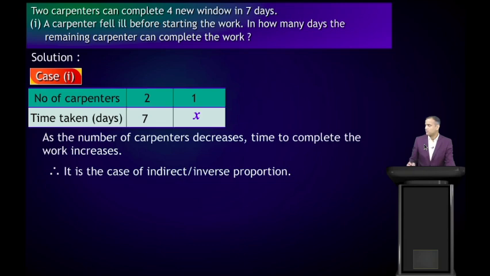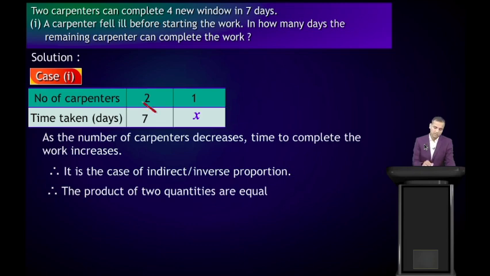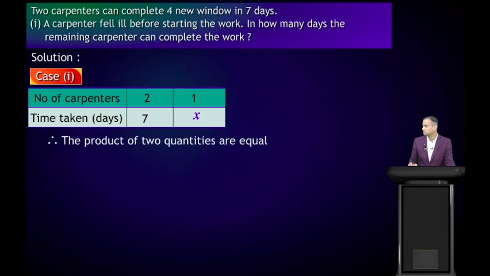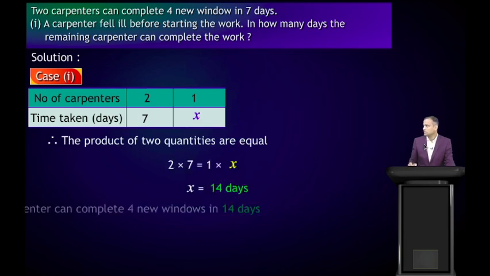As the number of carpenters decreases, the time to complete the work increases. Again, it is the case of indirect proportion. So here the product of 2 quantities is equal. So again, multiply this and this. So x equals 14 days. It means only one carpenter completes 4 new windows in 14 days.